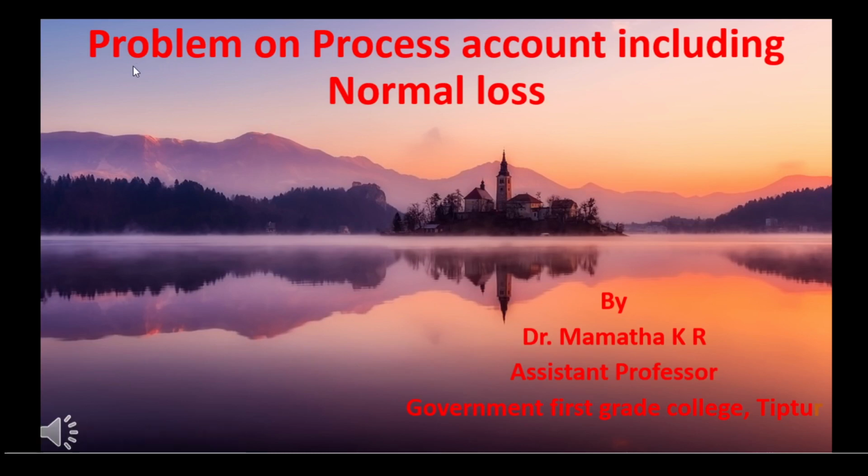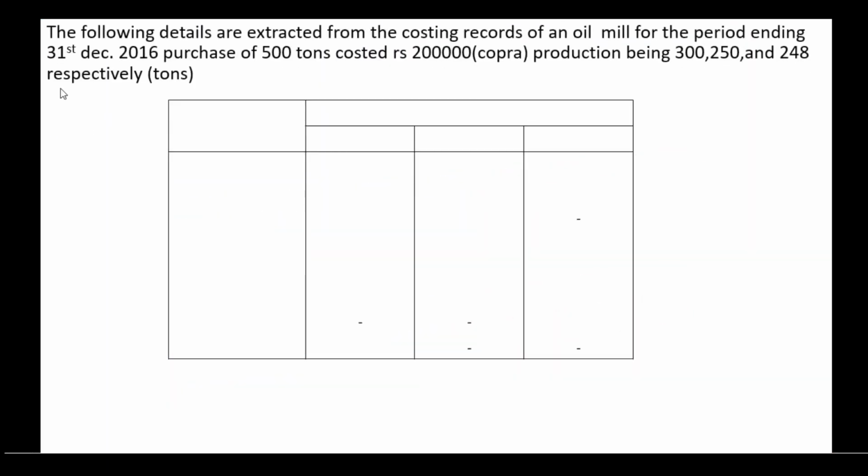Today I discussed a problem on process account including normal process. Problem: The following details are extracted from the costing records of an oil mill for the period ending 31st December 2016. Purchase of 500 tons costed rupees 2 lakhs. Copra production being 300, 250 and 248 respectively in tons.